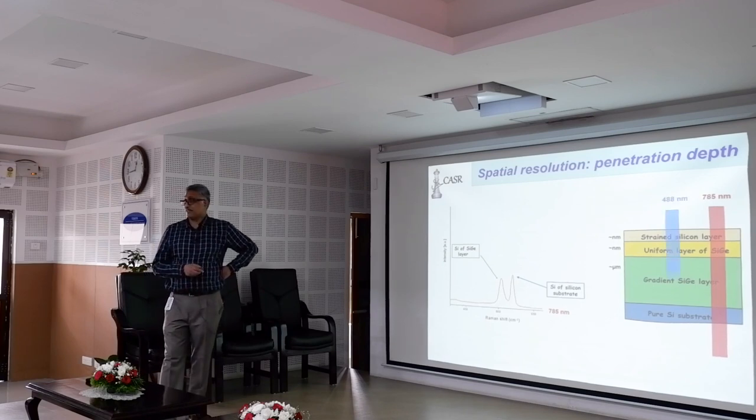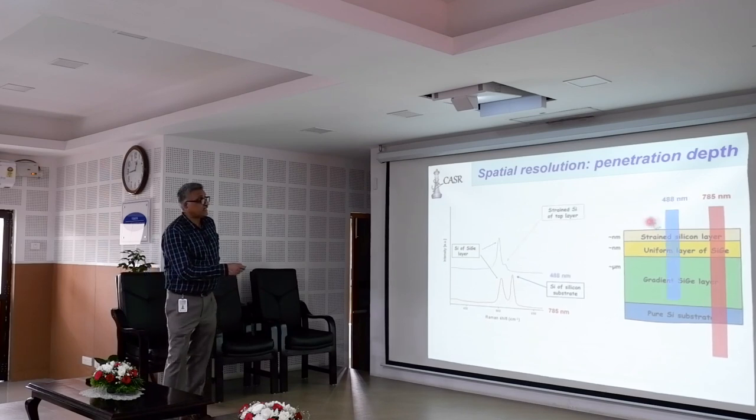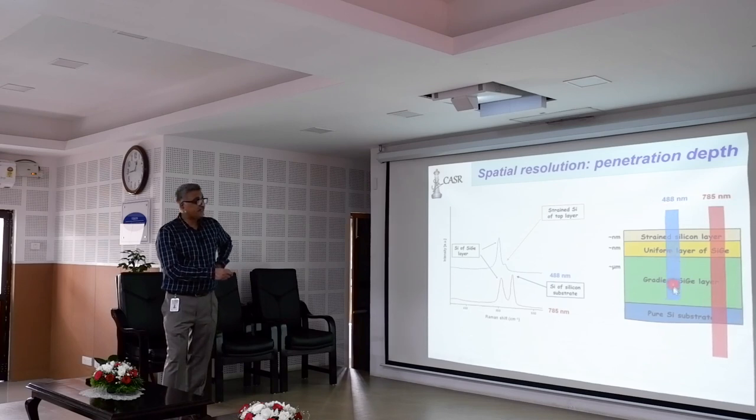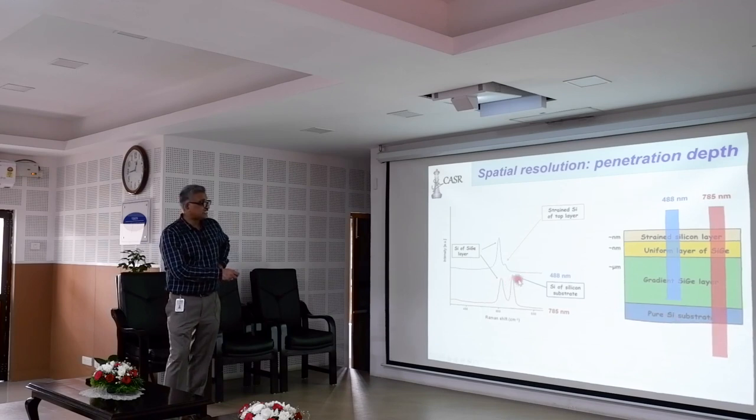Now I reduce the wavelength. That cannot penetrate deeper. I have used 488, which is like blue-green. It penetrates, but it doesn't go to the silicon. The moment it doesn't go to the silicon, you can see the silicon has disappeared. And all of a sudden, I am seeing a small peak. That is because of the strain in the silicon.